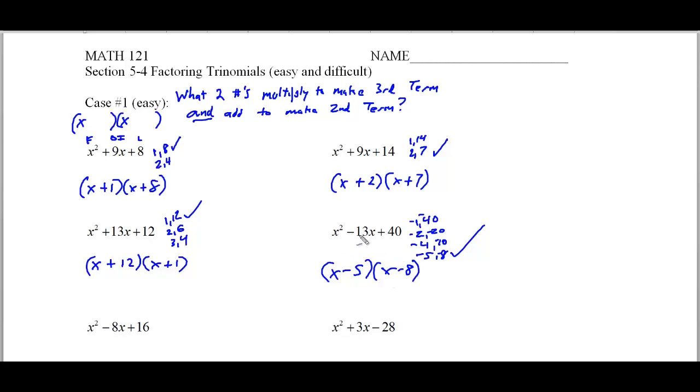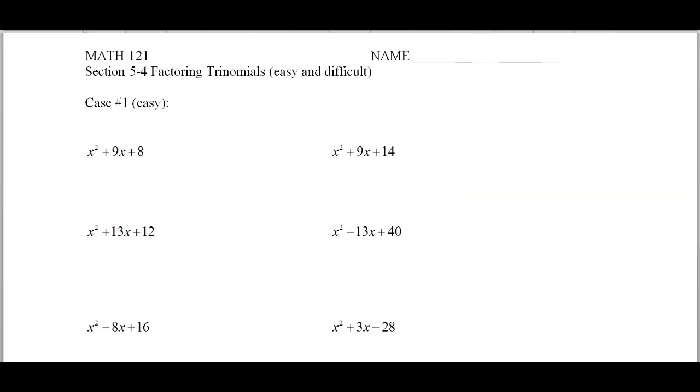So again, in review, if you have a second term that's negative and a third term that's positive, you need two negatives to make a negative in the middle and to make a positive for the third term. So we're moving on to the next couple of problems here, four more, and then we'll be done and move on to the next video. In this case, I have another problem that has a negative middle term and a positive third term. So let's list all of these with negatives in front of both of them.